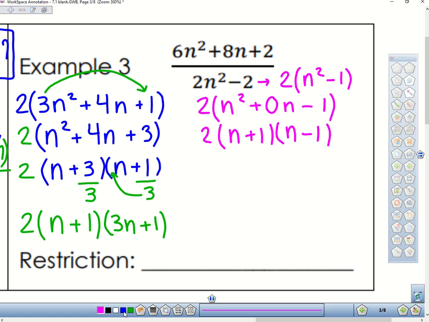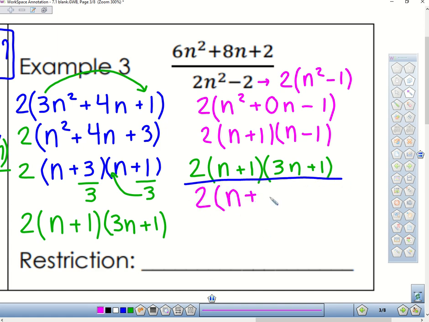So then from here, we would now just rewrite it as a fraction. So I have my numerator in the green, and I have my denominator, which was in the pink. So are we ready to start canceling things?